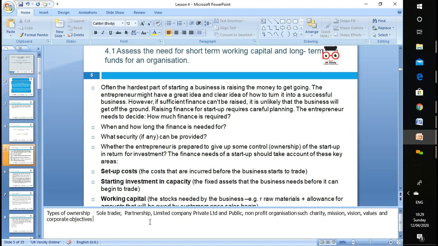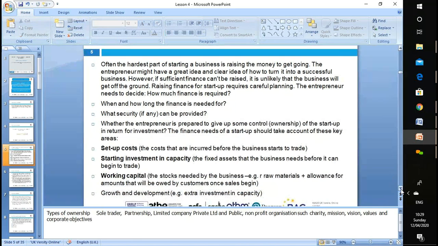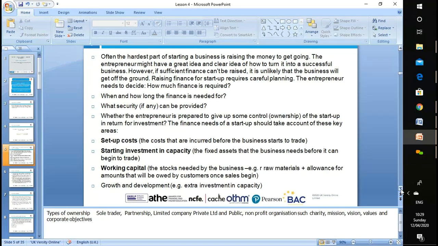Yes, so you want to look around: is it a partnership you want to start, or do you want to start as a sole trader? Setup cost: how much is the setup cost if you want to start as a sole trader, partnership, or limited company? Starting up investment capacity: you need to look at how much fixed asset you need. Fixed assets are assets whose value will stay within a year, like property, plant, equipment, computers, cars. These are fixed assets, which are also known as non-current assets.